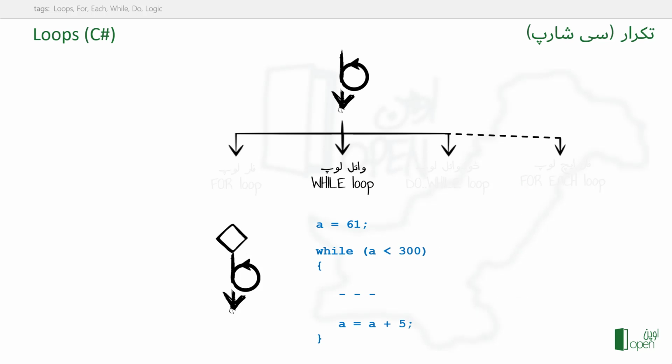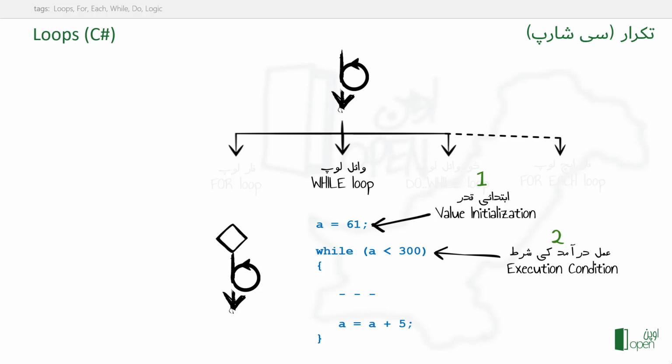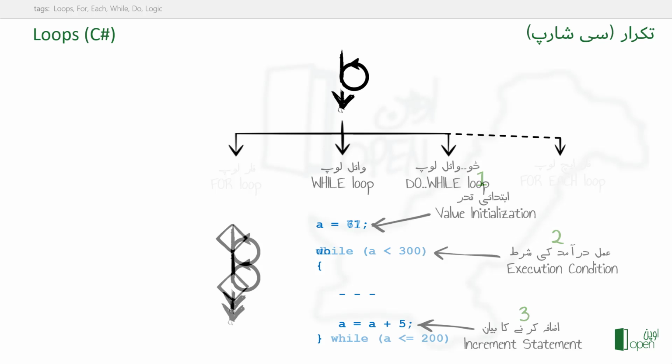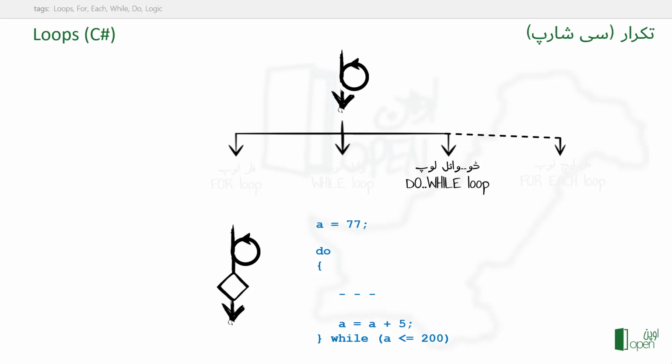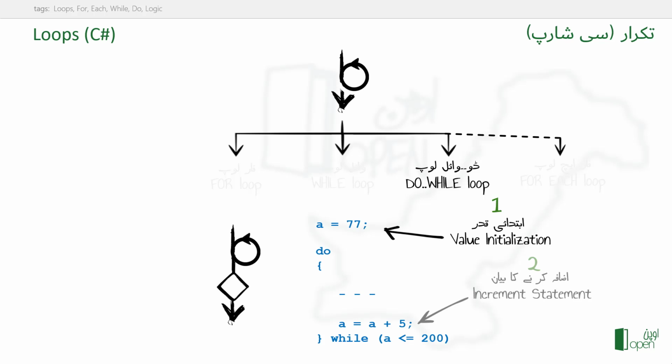In a while loop, the first statement is used for value initialization. The second statement is the execution condition, which specifies that the loop executes only when the value of a is less than 300. The third statement is the increment statement. In a do-while loop, the first statement is for value initialization. The second statement is the increment statement where the value is incremented by 5, and the third statement is the execution condition specifying that the loop only executes if the value of a is less than or equal to 200.